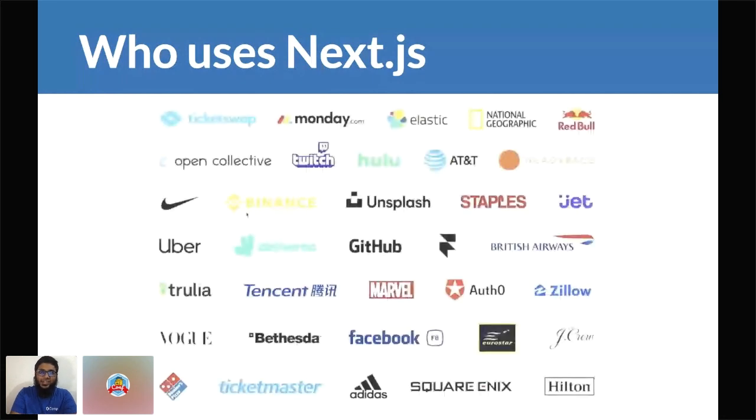Okay, so all these awesome and great companies are using Next.js. For example, we have GitHub, British Airways, Uber, Nike, Domino's, Adidas, Facebook itself, Auth0. I mean, all these awesome companies like Elastic and Twitch and AT&T are using Next.js. So we are resting on the shoulders of giants. I mean, even Next.js is by a giant, Zeit, and giants are using it, so we are on the shoulders of giants, right?